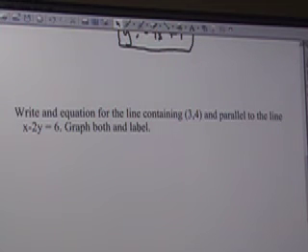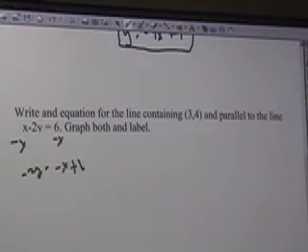So, an equation of the line containing (3, 4) and parallel to the line x minus 2y equals 6. Well, parallel means the slopes have to be identical. So first of all, we've got to deal with slope. But for that we need to go again, y equals mx plus b. To get to that, you need to subtract x, and you need to divide by -2. So you subtract x on both sides, and -2y equals -x plus 6.